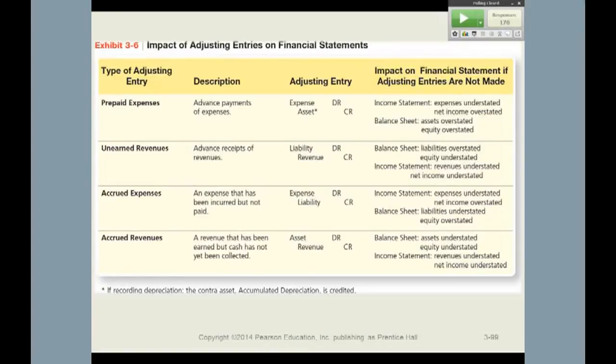So that's the difference. Just be aware that when you're looking at the prepaids and the unearned revenues, those accounts require that you look at a balance in an existing account, because there was a cash transaction before the event took place.